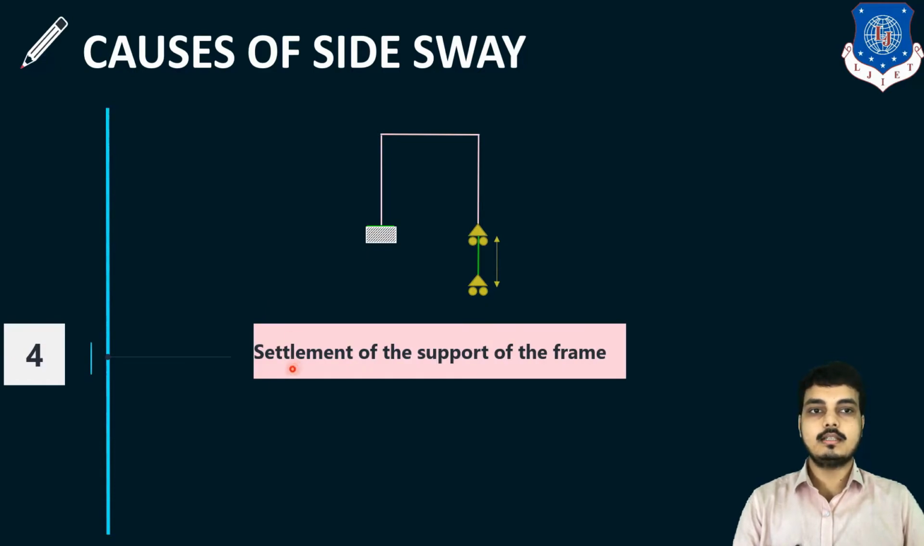Now our fourth point is settlement of the support of the frame. Here you can see there is a fixed support over here and a roller support over here. If a settlement occurs in this frame, then it will try to sway. So if there is a settlement of the support, the sway will occur. So the fourth point is settlement of the support.